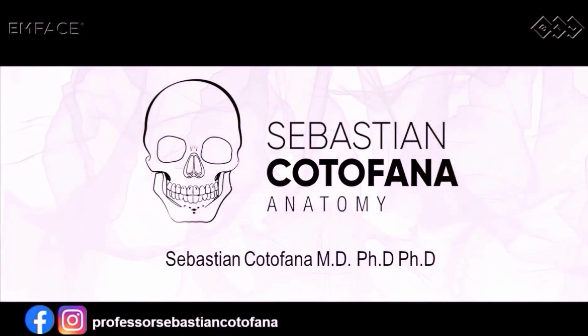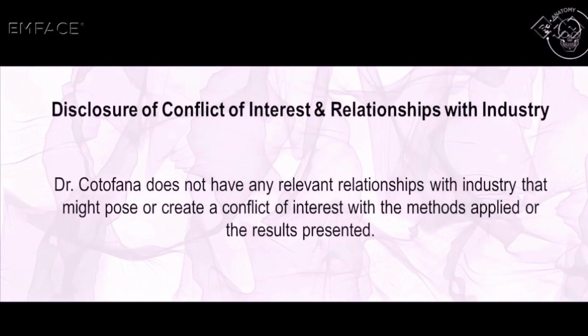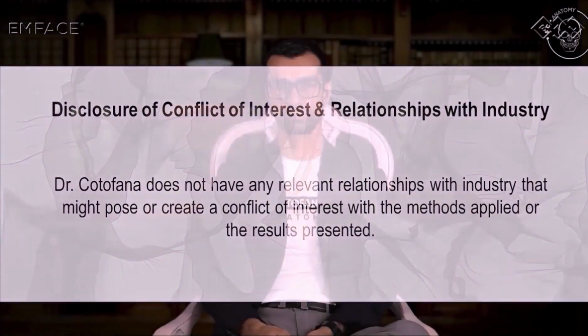I'm a professor of anatomy based in the United States, and the topic of this lecture is going to summarize the processes of aging that happen in the face. To do so, it is important to first understand what structures we have in a face. I mean, what type of tissue do we have in a face?